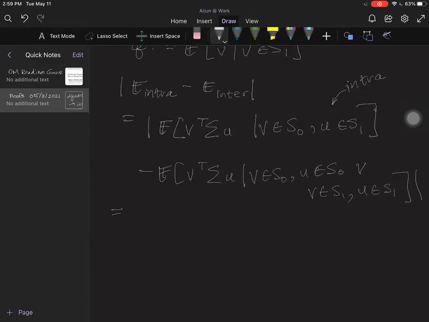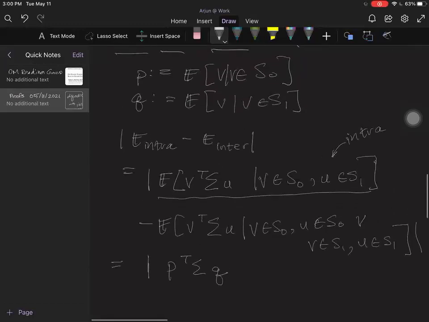So now we can look at the definitions here, and we see that the first expectation term, by linearity of expectation, we can say that this is just equal to the absolute value of P transpose sigma Q. Remember, P is the expectation of.